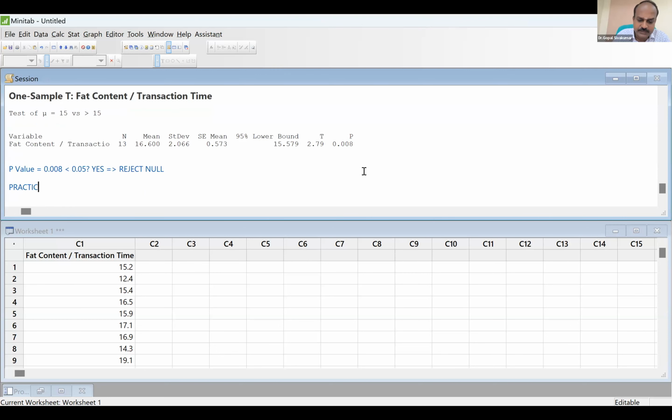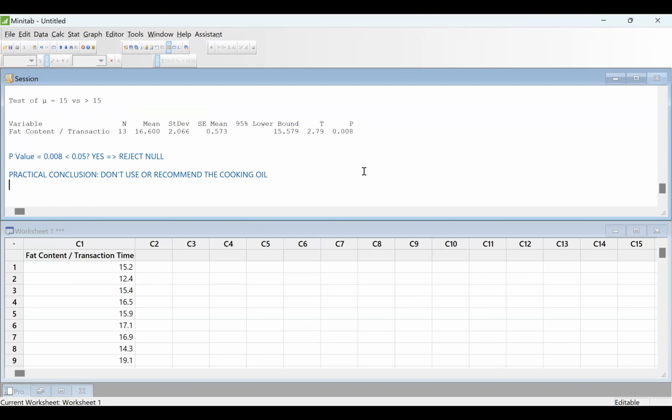Now you have to take the practical decision. Practical conclusion. Tell me. Come on. Don't use oil more than 15%. Not recommended. Don't use or recommend the cooking oil. It is not as per the spec. Isn't it? You think that this specification is very good for your health, but there is too much variation. Can you see that? Since there is too much variation, the fat content may not be 15% always, and that doubt is more than 5%.